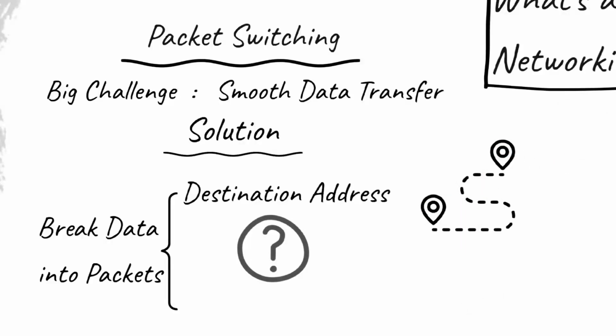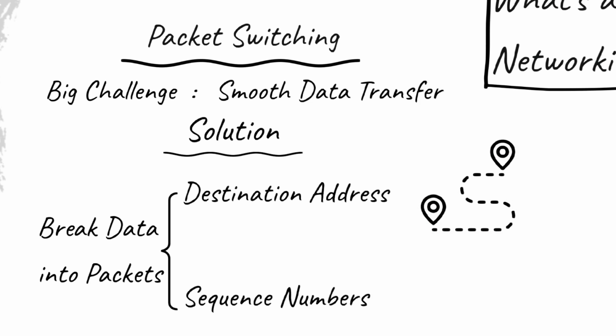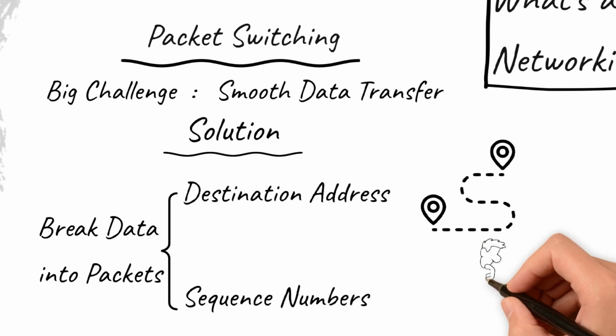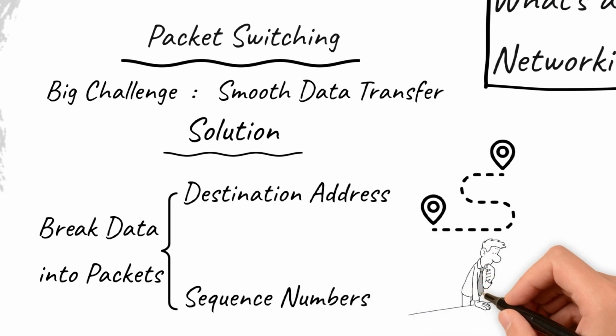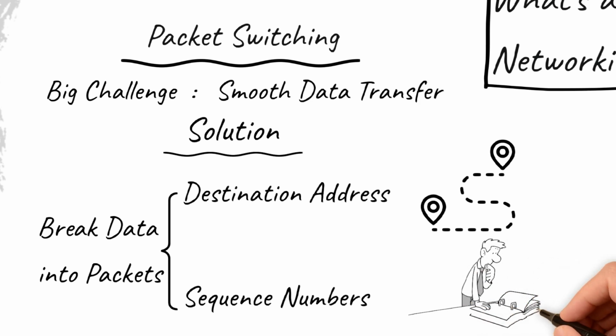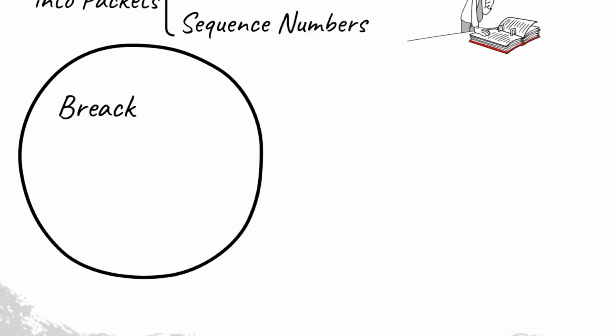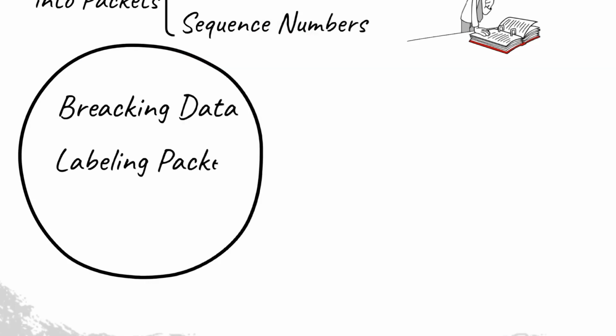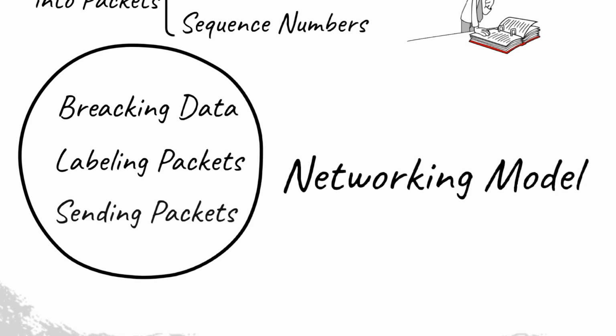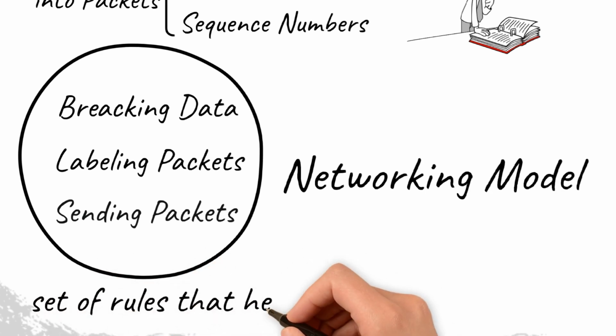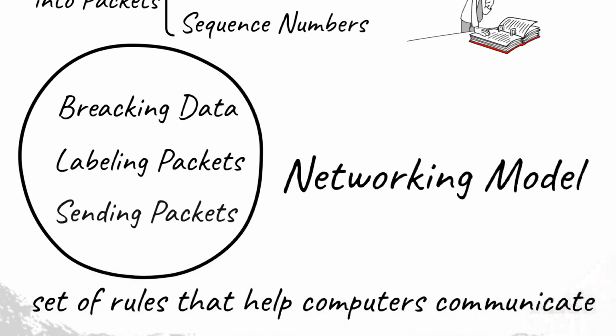But how could these packets know their correct order? That's where the sequence number comes in. Think of it like numbering pages in a book. Even if pages get mixed up, you can easily put them back into the correct order. The entire system of breaking data into packets, labeling them, and sending them off is what we call a networking model. It's simply a set of rules that help computers communicate clearly and efficiently.